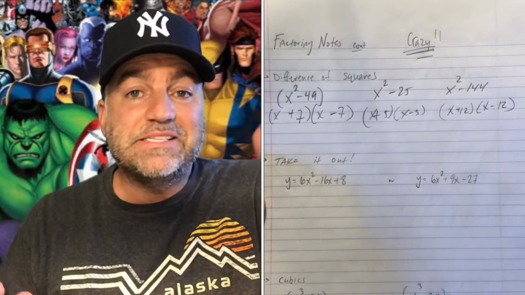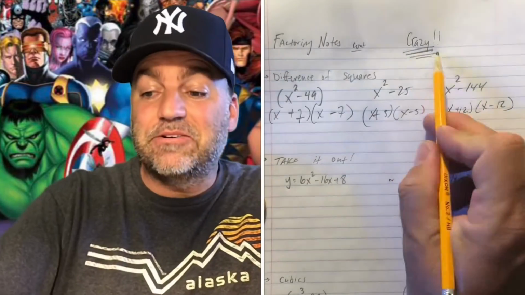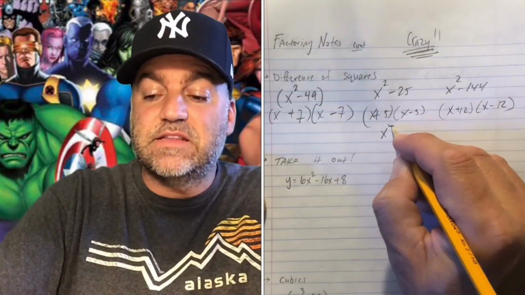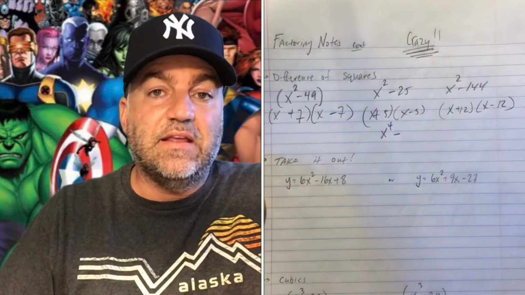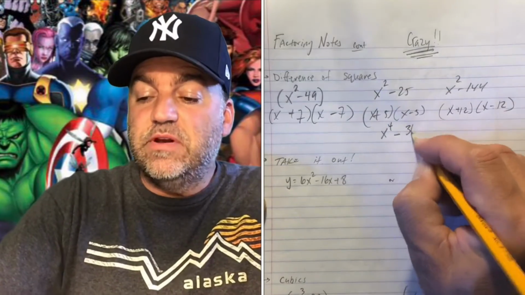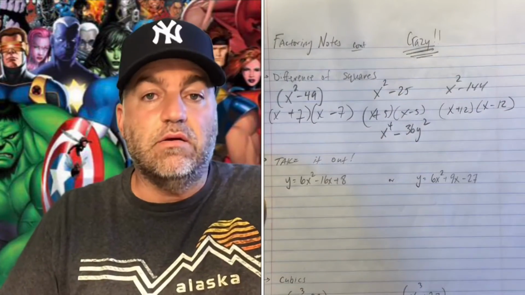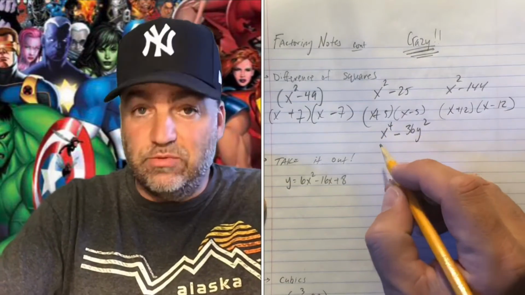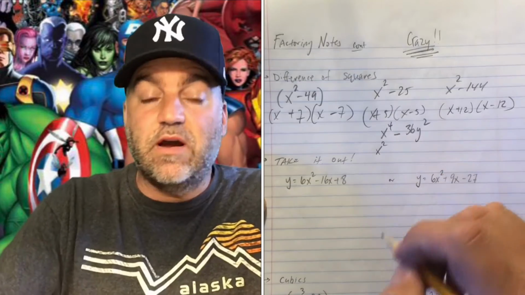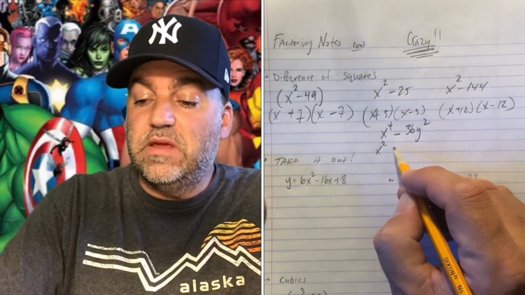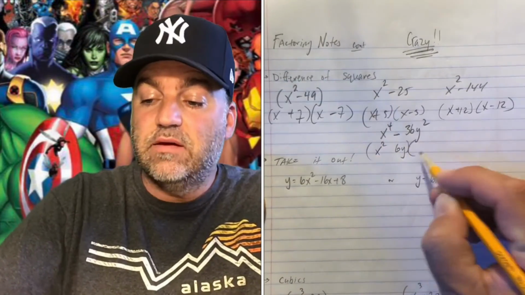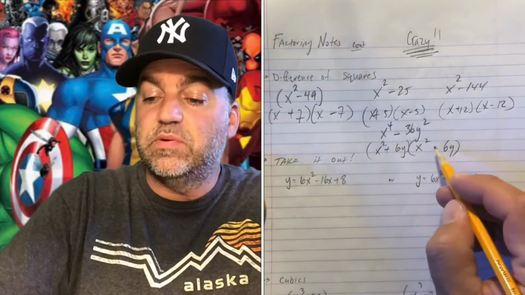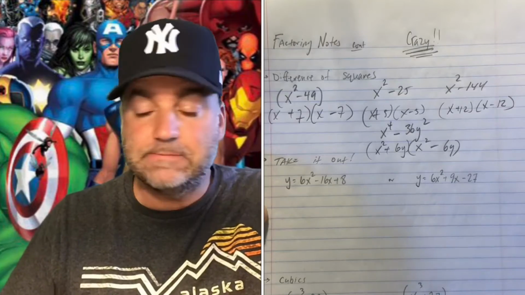But what happens if I make it a little crazy? What happens if I said x to the 4th minus 36y squared? That's a little bit more crazy, isn't it? So this is a perfect square still. So x squared here, and then this one would be 6y, and then a perfect x squared and a 6y, one's plus, one's minus. Make sense?